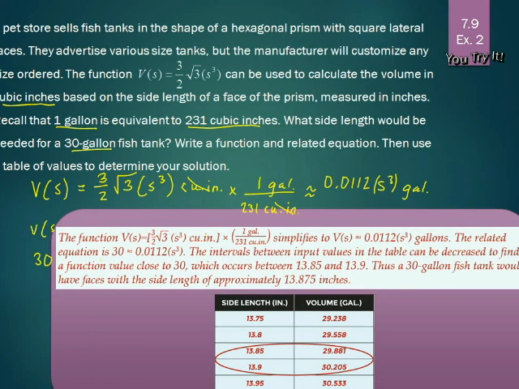The function V(s) = (3/2)√3 s³ cubic inches times 1 gallon divided by 231 cubic inches simplifies to V(s) is approximately 0.0112 s³ gallons. The related equation is 30 is approximately 0.0112 s³. The intervals between input values in the table can be decreased to find a function value close to 30, which occurs between 13.85 and 13.9. Thus, a 30-gallon fish tank would have faces with a side length of approximately 13.875 inches.